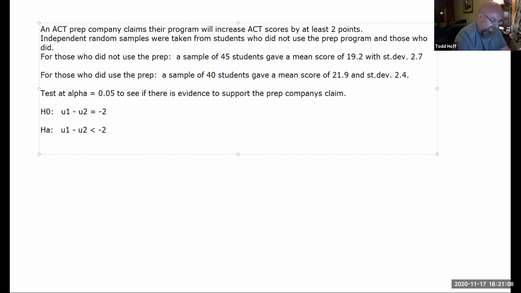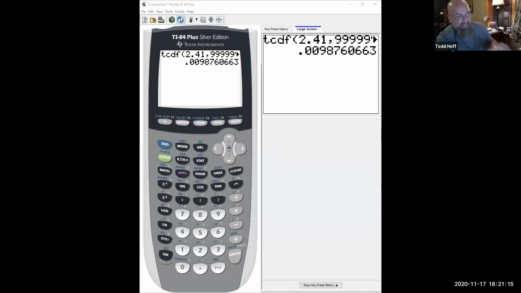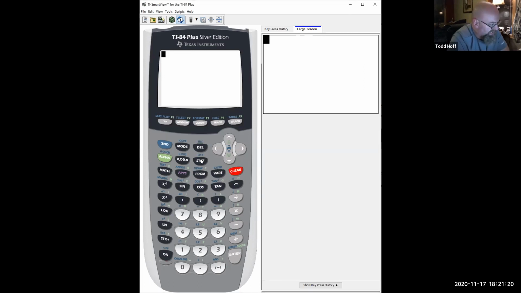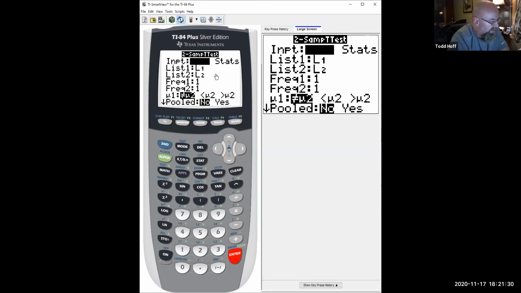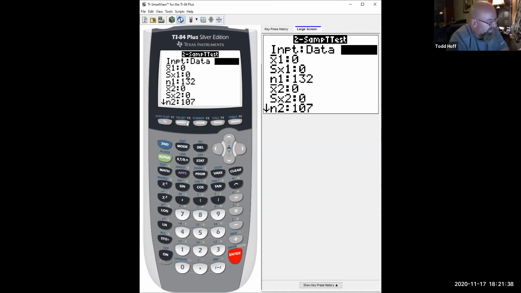So let's enter this in the calculator, see what we come up with. First of all, our standard deviations both came from samples, so we're not using a z-test here, we're using a t-test. So we go to stat, tests, and we see right here, 2 sample t-test, option number 4. Now we have our inputs here. We can either do data or stats. We're going to do stats here because we have the summary statistics from our sample, not the individual values from each sample.